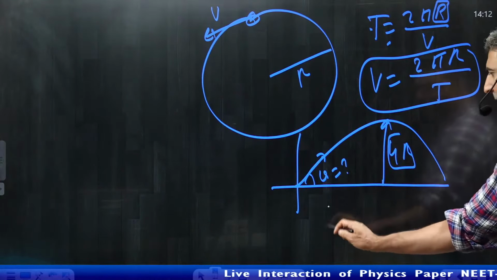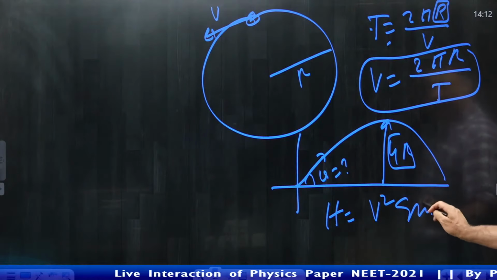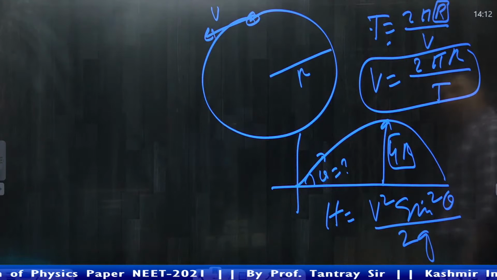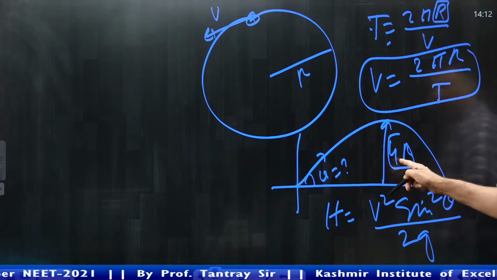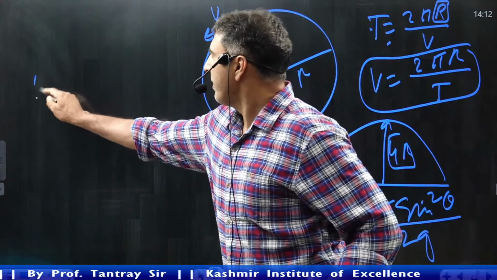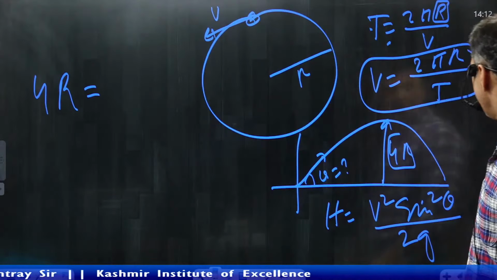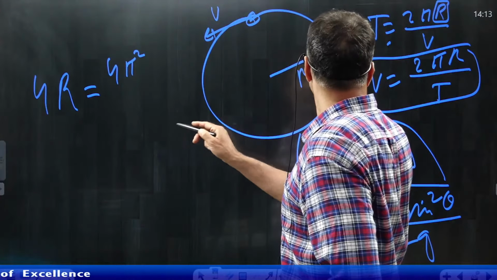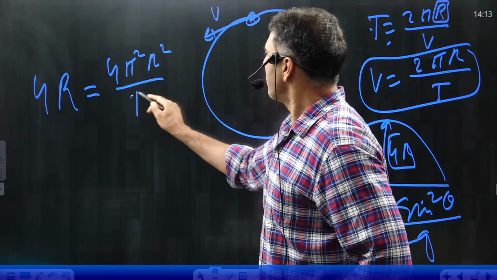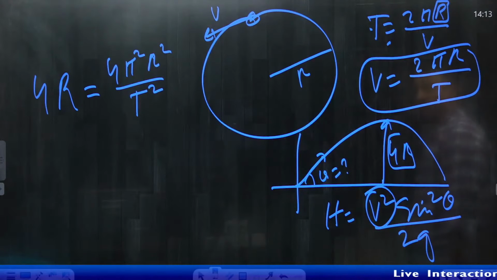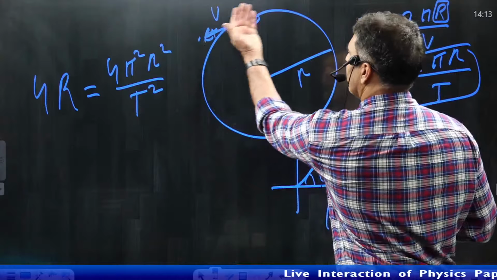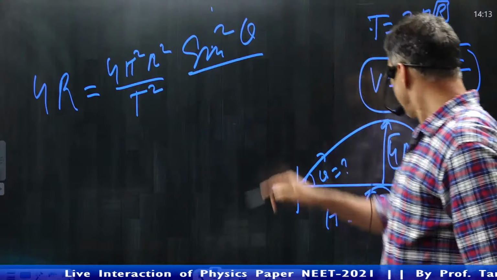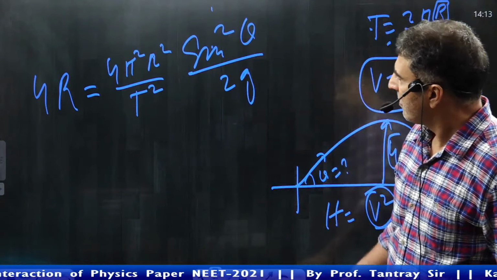You know, vertical height h is equal to v square sine square theta by 2g. That's what you know. Now here I will substitute v square, here I will substitute 4r. That means 4r is equal to v square, that is 4 pi square r square by t square, times sine square theta by 2g. This 4 gets cancelled.